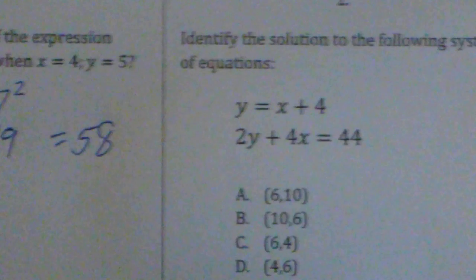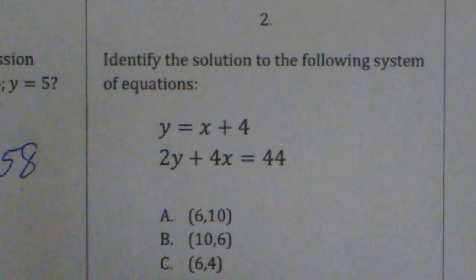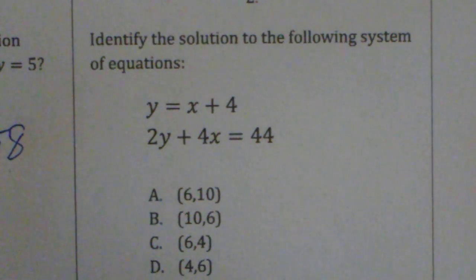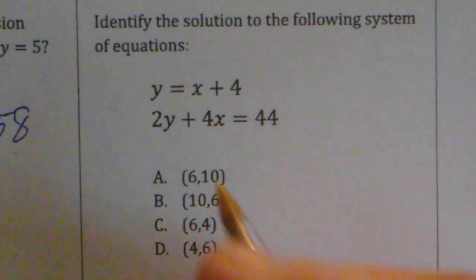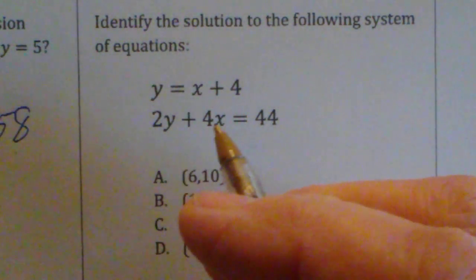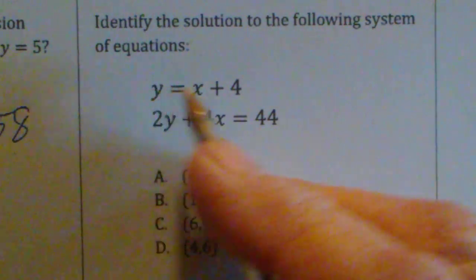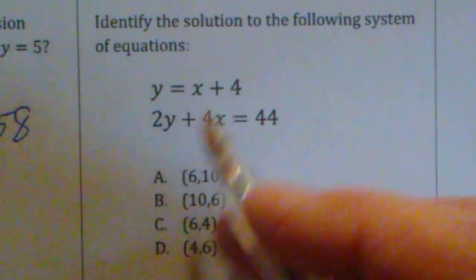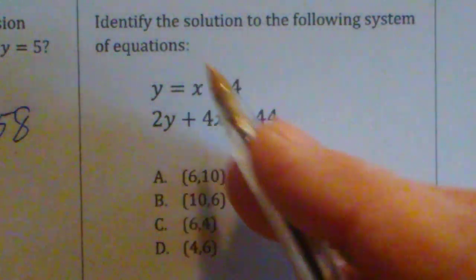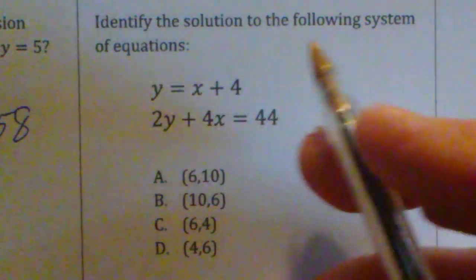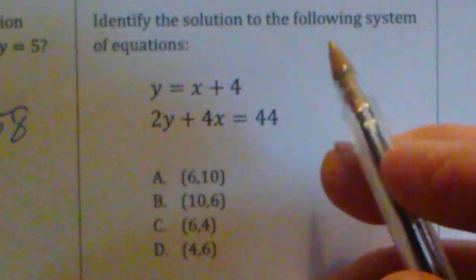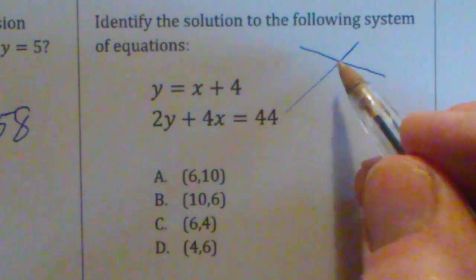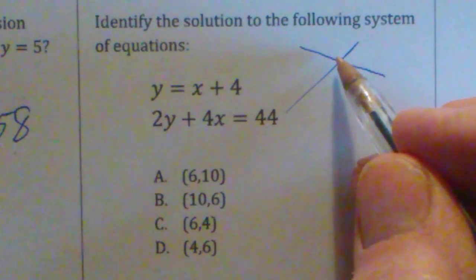Okay, onward. Number 2, identify the solution of the following system of equations. Well, we just did that a couple lessons ago. Systems of equations. So these are both linear equations that if you graphed them on a coordinate plane, you would get a straight line. This one you would get another straight line, and those two straight lines, unless they're parallel, they will intersect at a single point. Two lines, if they're not parallel, they cross at a point. And that's what we have to find. We have to find that point where they cross.